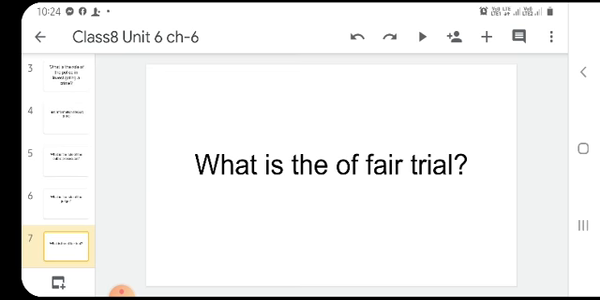Now dear students, what is a fair trial? A trial is said to be fair if it is conducted without partiality. This means that each key player involved in the process carries out their duties without bias. So now let us learn the factors that make a trial fair.